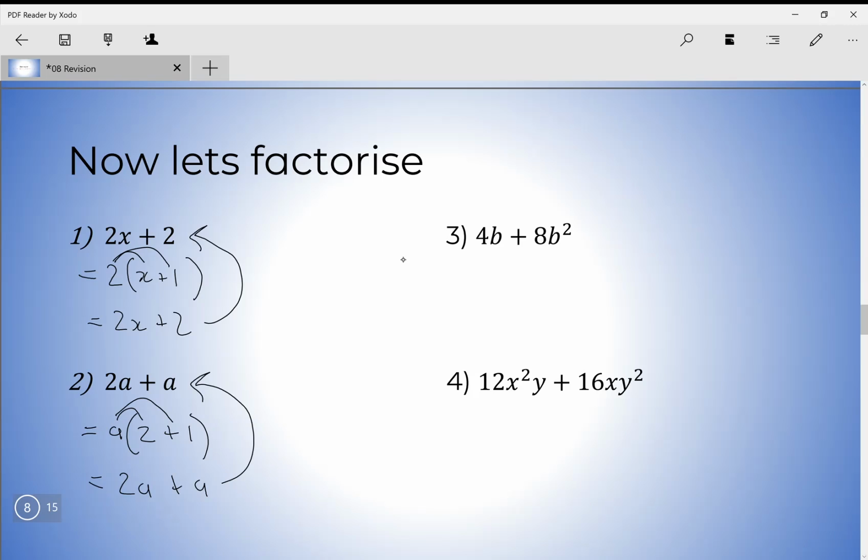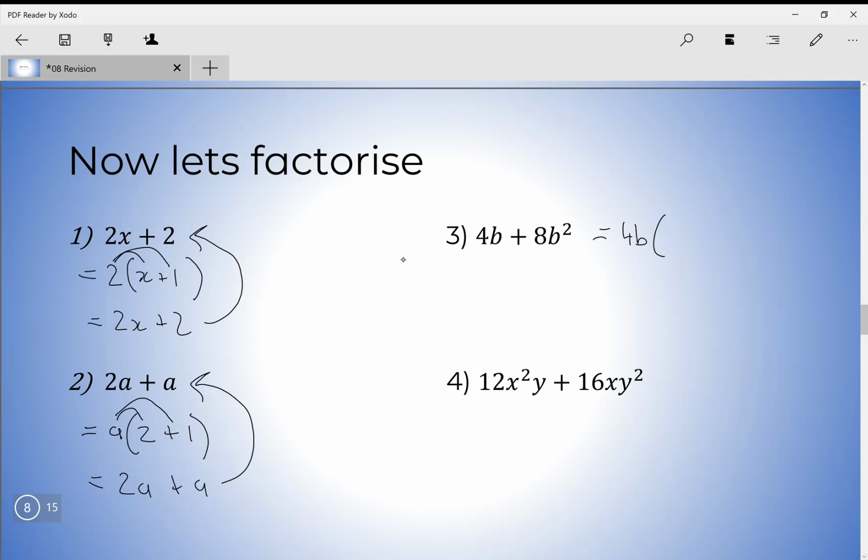Moving over here now to number 3. The highest common factor here, we'll think about just the numbers first. What's the highest common factor between 4 and 8? The highest common factor here is actually 4. We can divide 4 by 4, it's 1. We can divide 8 by 4, it's 2. So the highest common factor is going to have a 4 in it. But we also have a common letter on both sides. We have a b on both sides. So our highest common factor can actually include a b.